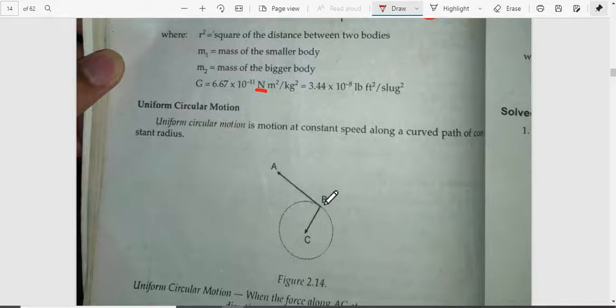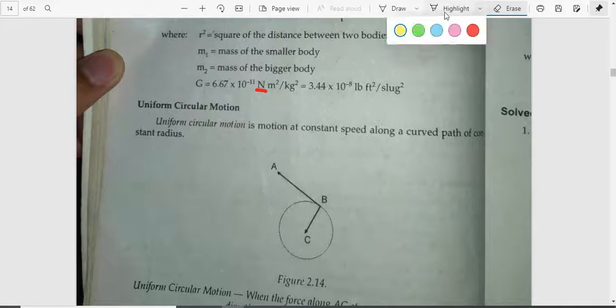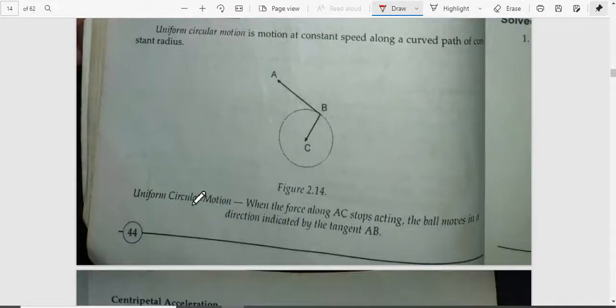Next is uniform circular motion. What is very important here are the theoretical meanings. Uniform circular motion is motion at constant speed along a curved path of constant radius. We have here a demonstration of A, B, and C. When in uniform circular motion the force stops acting, the ball moves in the direction indicated by the tangent at A and B.